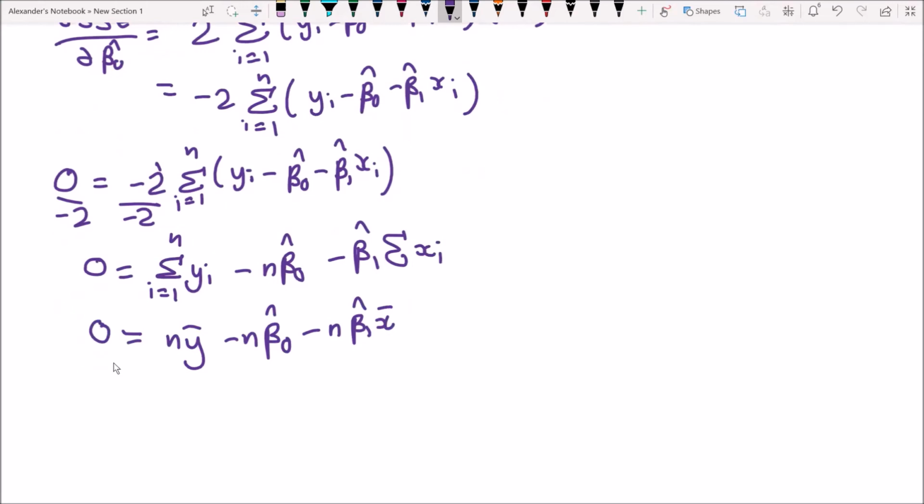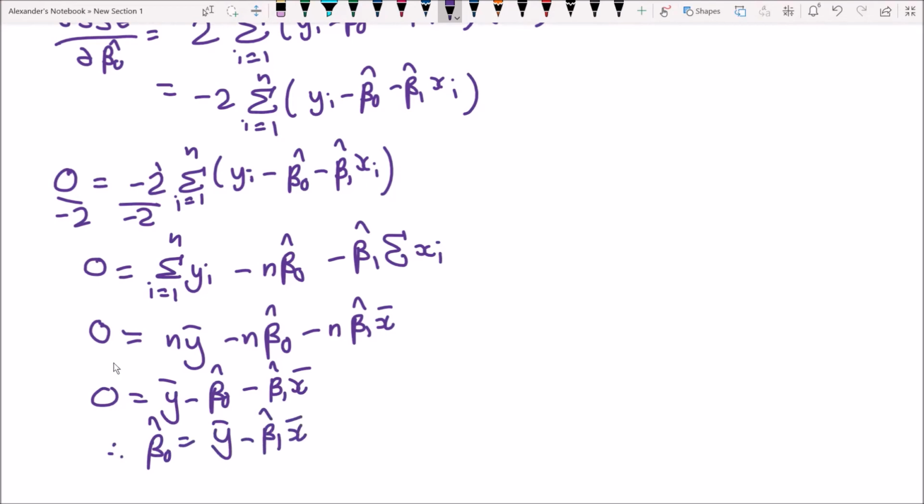We can factor an n out of all of these terms and divide by n on the left-hand side. So we're left with 0 is equal to y bar, minus beta 0 hat, minus beta 1 hat x bar. So that means that beta 0 hat is equal to y bar minus beta 1 hat x bar. And that's how we derive beta 0 hat for the simple linear regression model. Okay, so let's go over to deriving beta 1 hat.